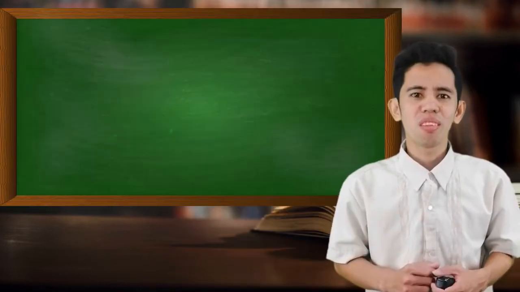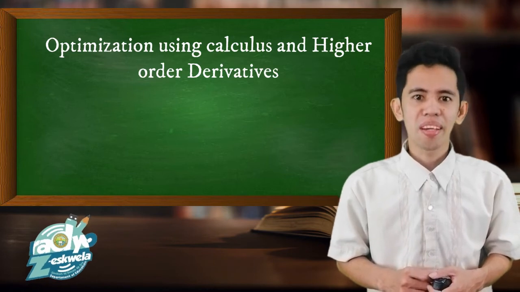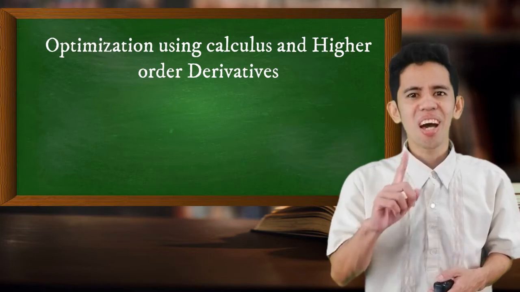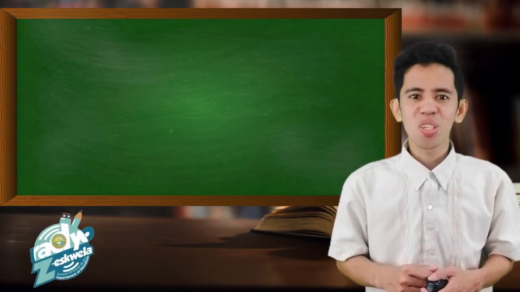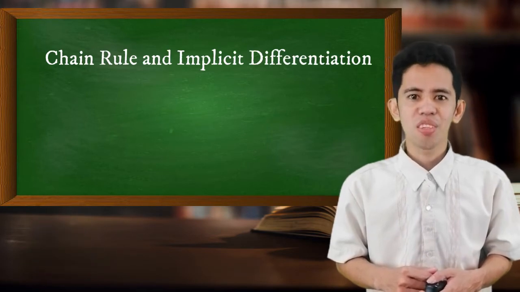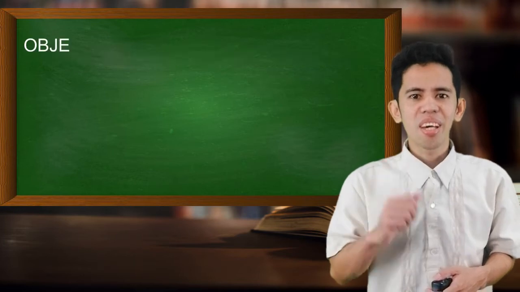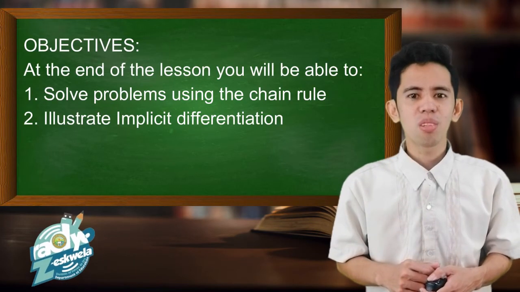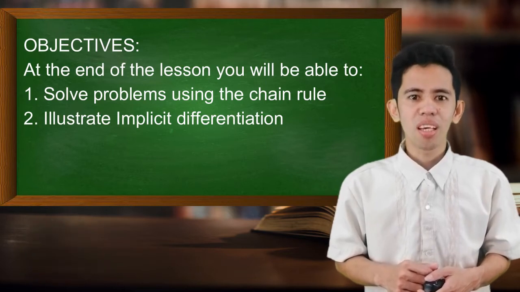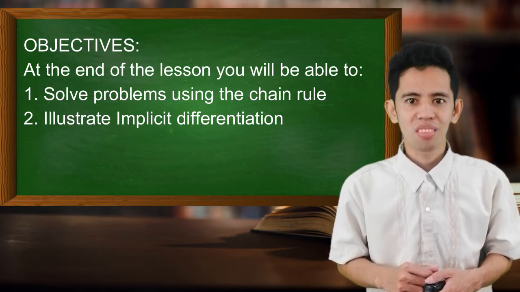We're already done with optimization using calculus and higher ordered derivatives. Now, we'll be discussing the chain rule and implicit differentiation with the following objectives. At the end of the lesson, you will be able to solve problems using the chain rule and illustrate implicit differentiation.